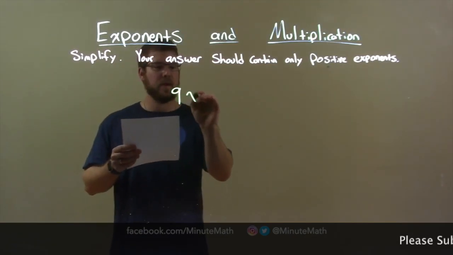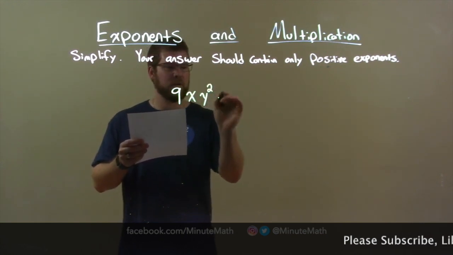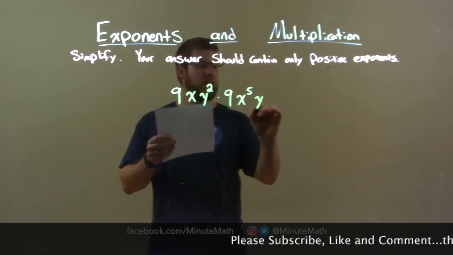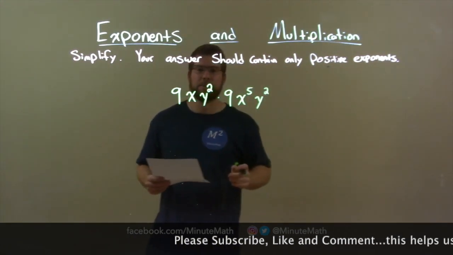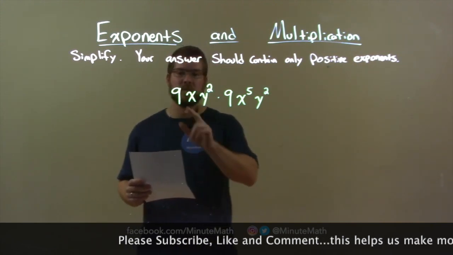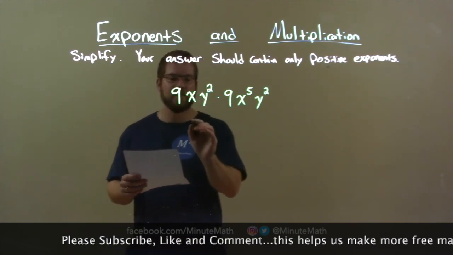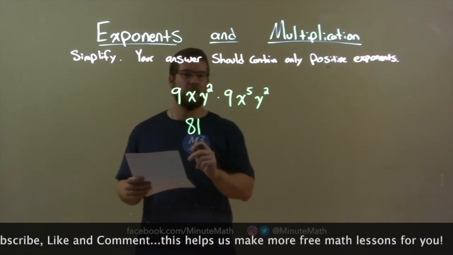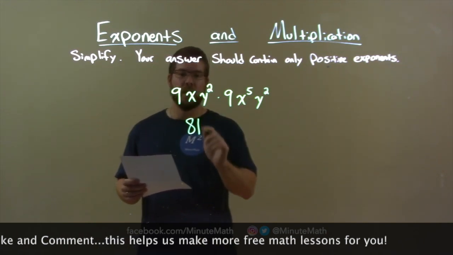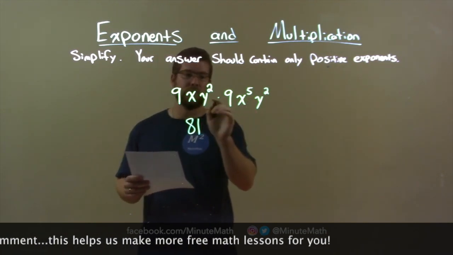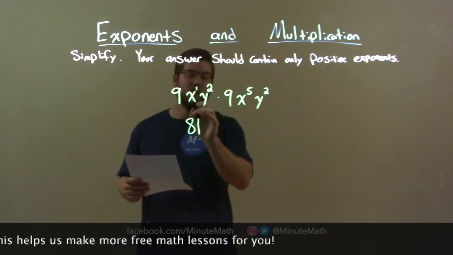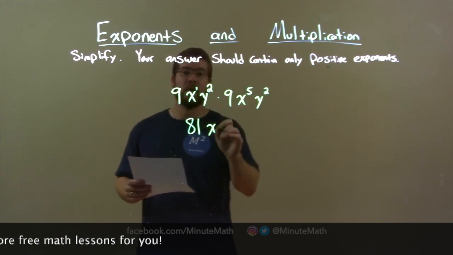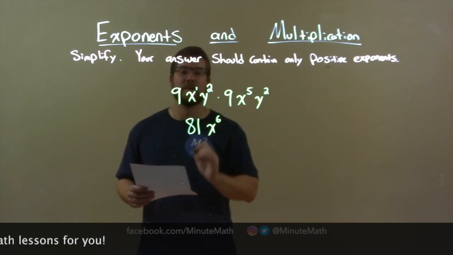9 x y squared times 9 x to the fifth power y squared. All right. I first look at my coefficients, 9 and 9. 9 times 9 is an 81. Now we need to multiply the variables. First one I see here is an x, and we have an x there. Since they have the same base that we can combine or multiply, we add the exponents. Remember, the first one is just x to the first power. 1 plus 5 is 6, so we have x to the sixth power down here.